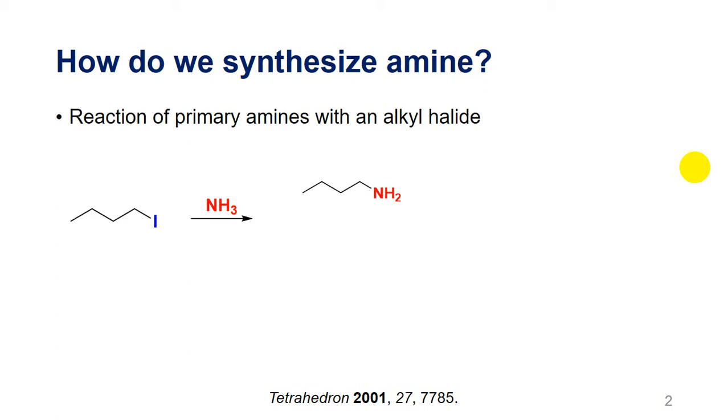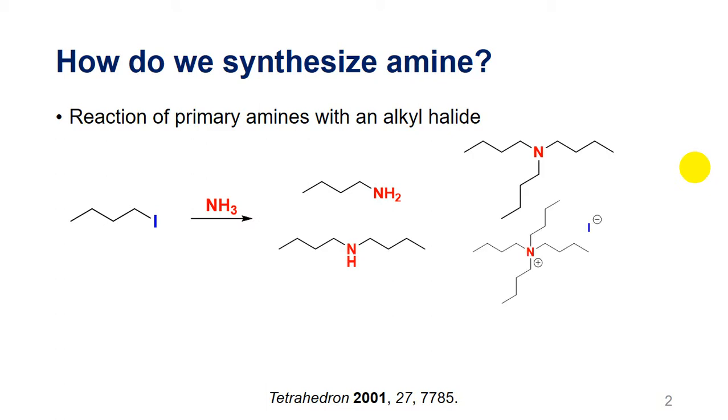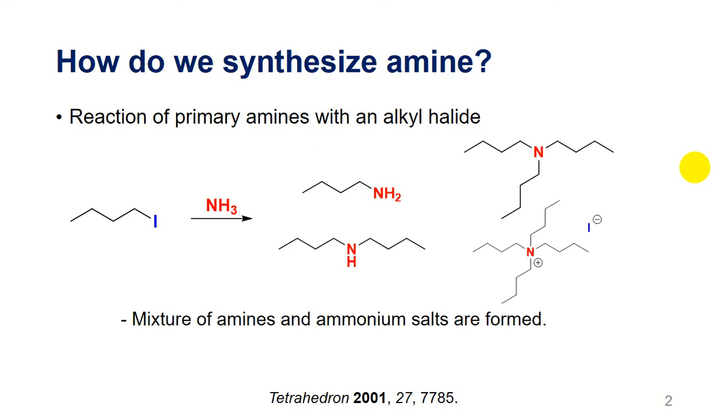But you know, life is not easy. Actually, this reaction will form a complicated mixture at which the secondary amine, tertiary amine, and even the ammonium salts will be formed. If we control the equivalence of ammonia very carefully, the unexpected mixture is still formed. Additionally, many alkyl halides are toxic, so this strategy is not much useful in the amine synthesis.